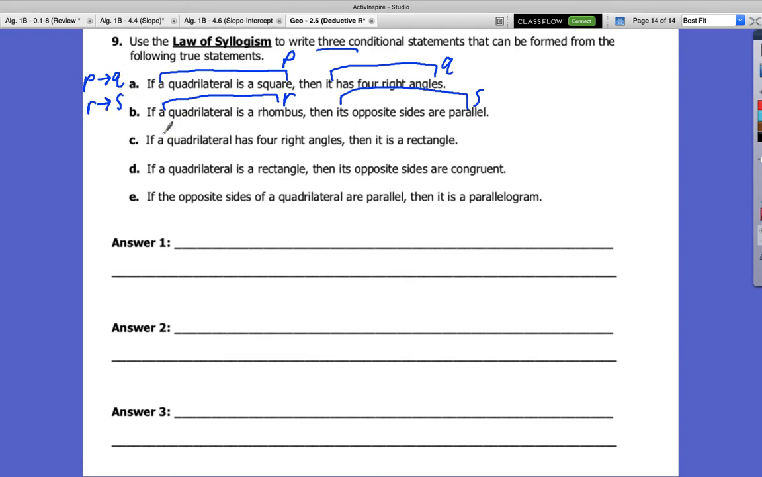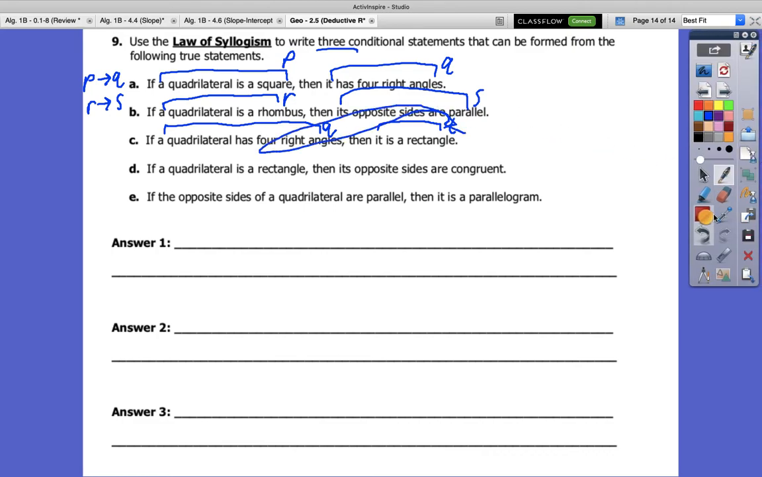Letter C, a quadrilateral has 4 right angles. If a quadrilateral has 4 right angles, we've seen that before. That's Q. Then it is a rectangle. Well, that's new. We'll call that T. So we'll say this one goes if Q, then T. Letter D, if a quadrilateral is a rectangle, that's what we called T earlier, then its opposite sides are congruent. That's new. Let's call this U, our next letter. We'll just keep going down the alphabet. So this one goes if T, then U.